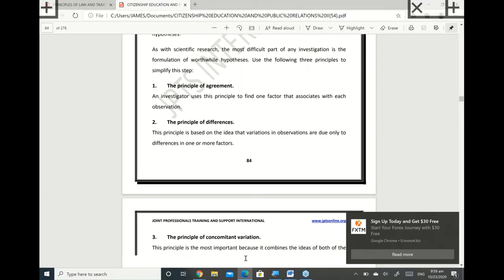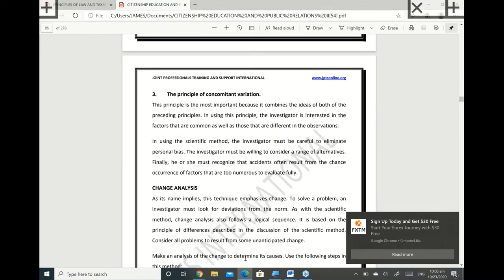Then three, the principle of concomitant variation. The principle of concomitant variation is the most important because it combines the ideas of both of the preceding principles. In using the principle, the investigator is interested in the factors that are common as well as those that are different in observation.